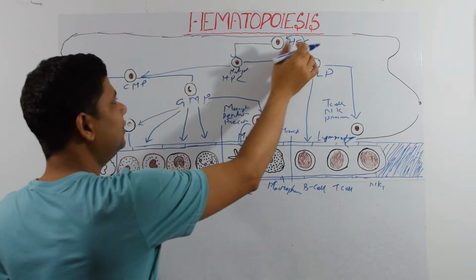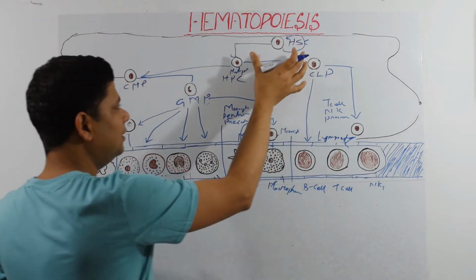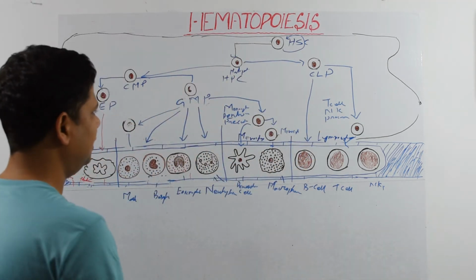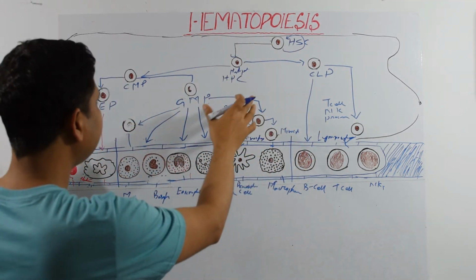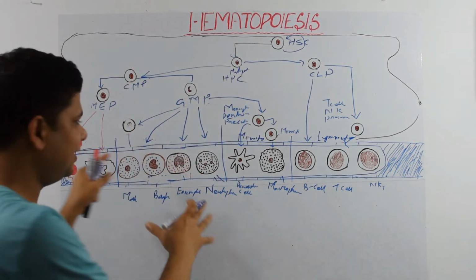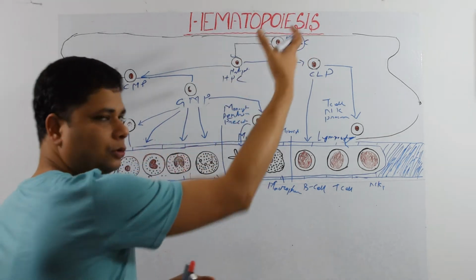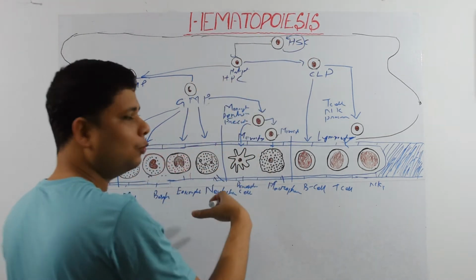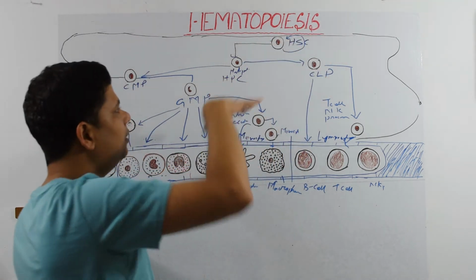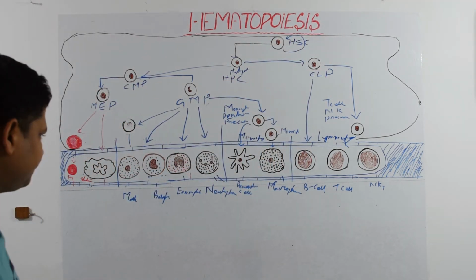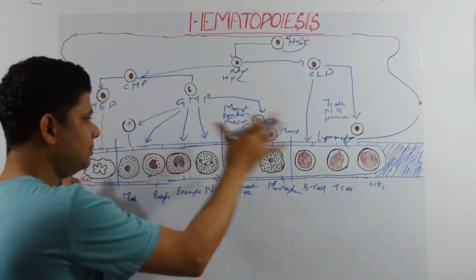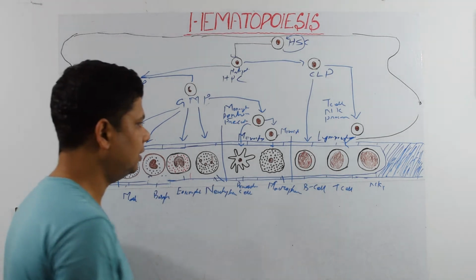So as I said earlier, this is the hematopoietic stem cell. From the hematopoietic stem cell, different kinds of cells are arising. After becoming differentiated, they cannot go back to the hematopoietic stem cells. This is a one-way process, but a hematopoietic stem cell can give rise to another hematopoietic stem cell.